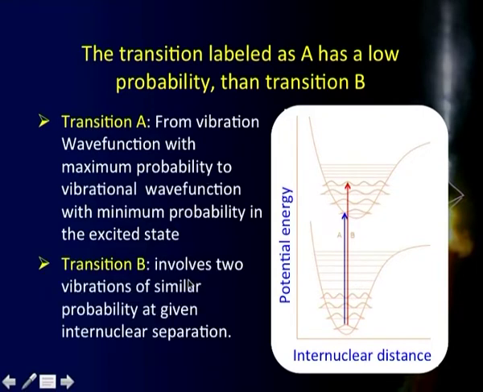Whereas transition B involves two vibrations of similar probability. Here it is the maxima, so is here. So this transition is going to be more effective, more probable, more intense. So that is the meaning of the Franck-Condon principle, the significance of the Franck-Condon principle in terms of giving transitions as vertical lines there. And secondly, there are two more very important things: what kind of levels are going to give me more probability there. Okay.